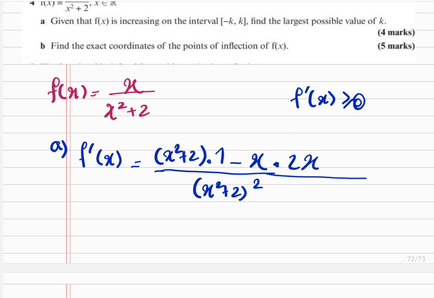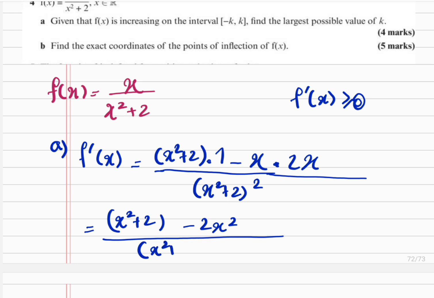And we can simplify this. So we are going to have x squared plus 2 minus 2x squared. This is then the numerator over x squared plus 2 squared, and x squared minus 2x squared is just minus x squared again, so minus x squared plus 2 over x squared plus 2 squared.